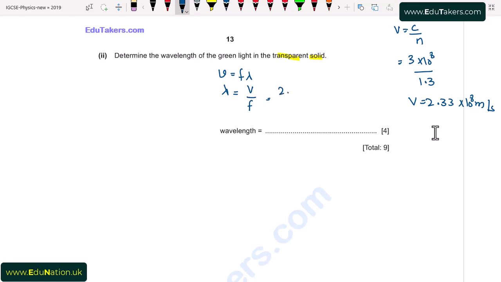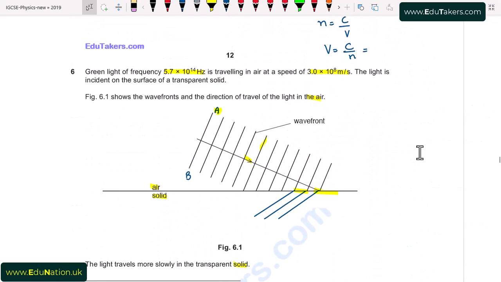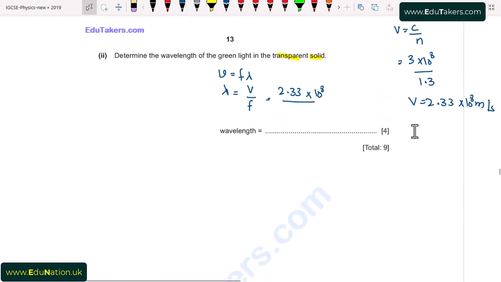It will be 2.33 into 10 to the power 8 meter per second, and the value of frequency is also given. It is 5.7 into 10 to the power 14 Hz, which is also in the air. But we know that the frequency remains the same. It remains the same in air and solid. That's why I write 5.7 into 10 to the power 14.